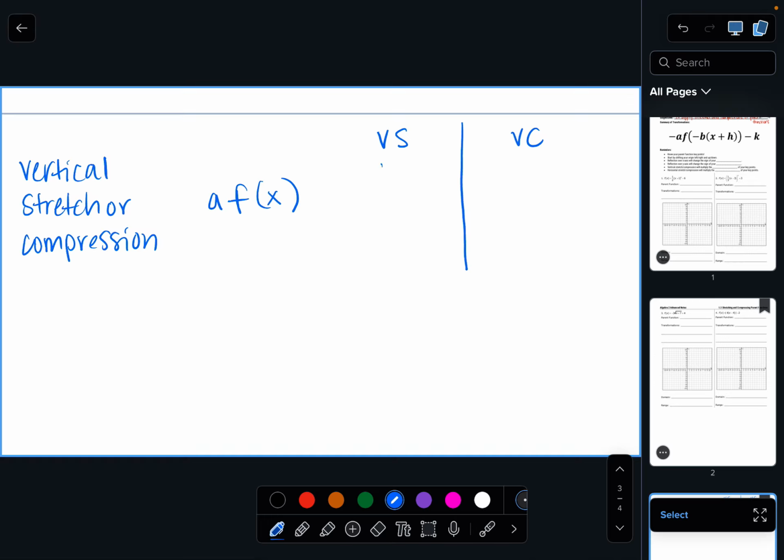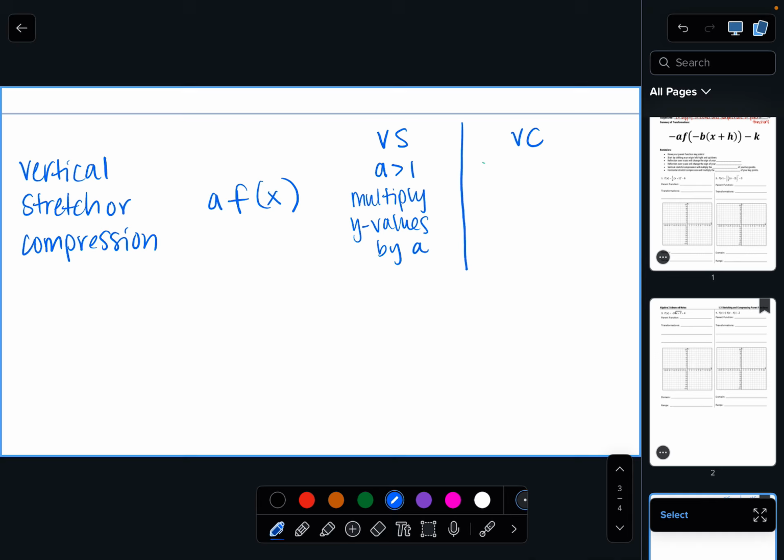So if the A is bigger than 1, so 2, 3, 4, 5, 6, 7, anything bigger than 1. Technically, you can even do like 1.5. That's bigger than 1. If it's bigger than 1, it's a vertical stretch. And you apply this by multiplying y values by A. So whatever number you get. So if I have a 2 at the very front of my equation, all I'm doing is multiplying my y values by 2.